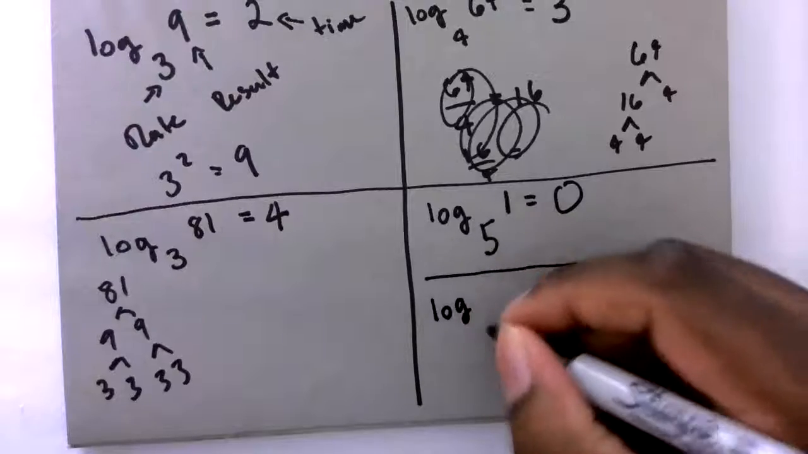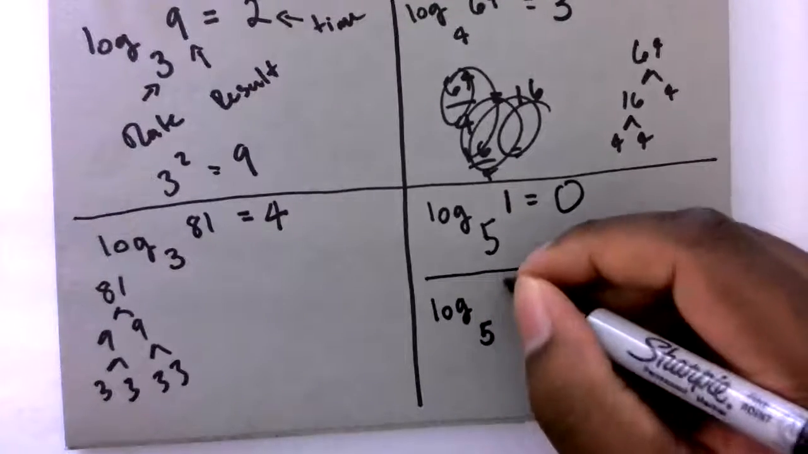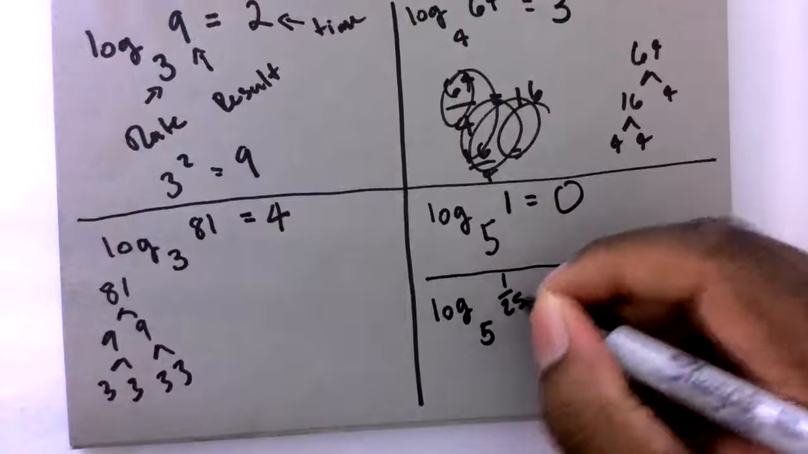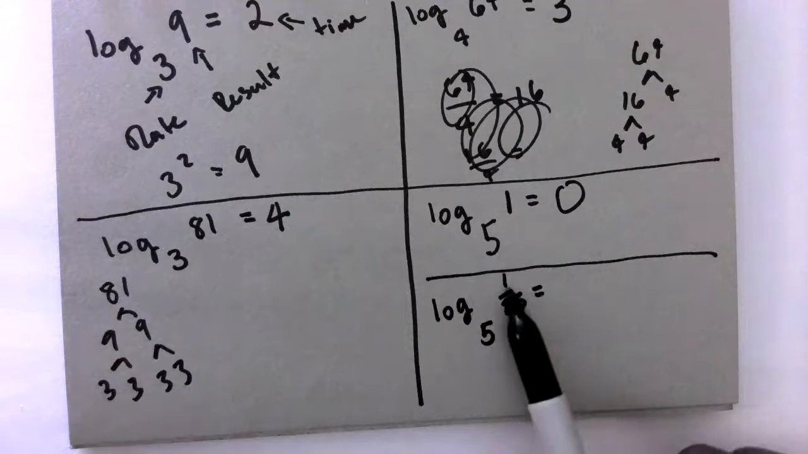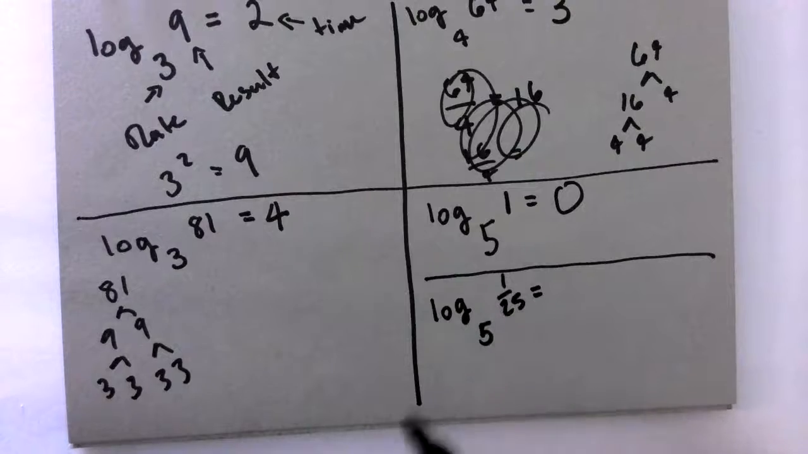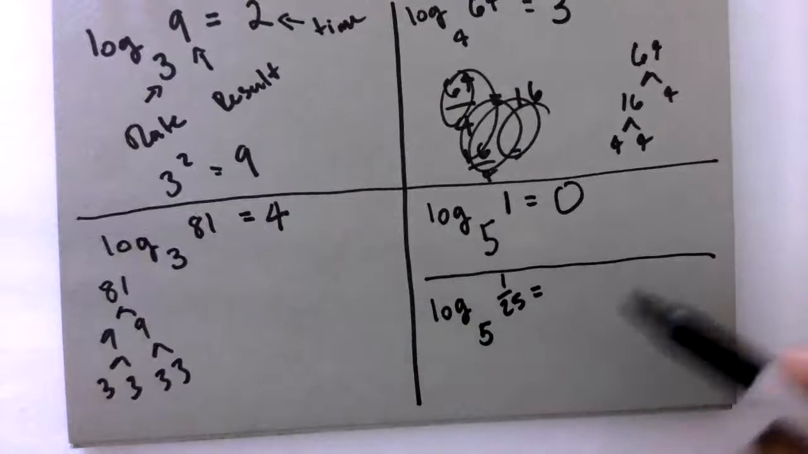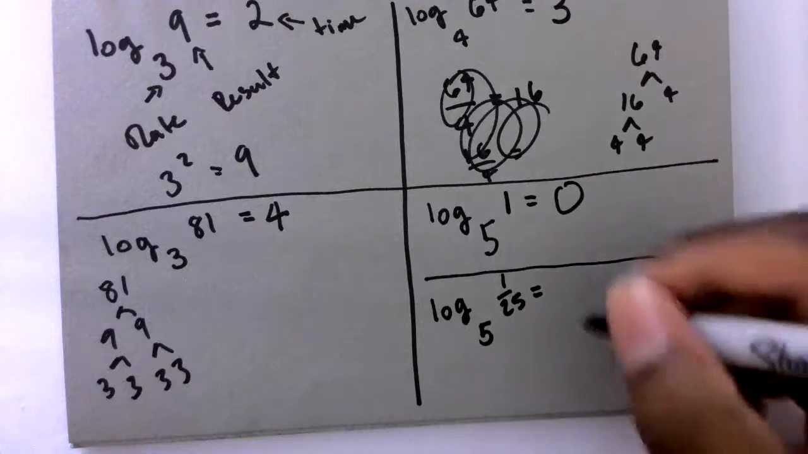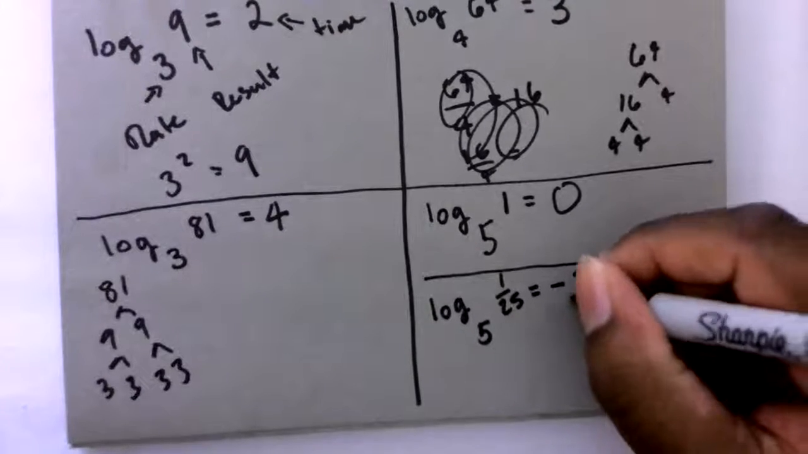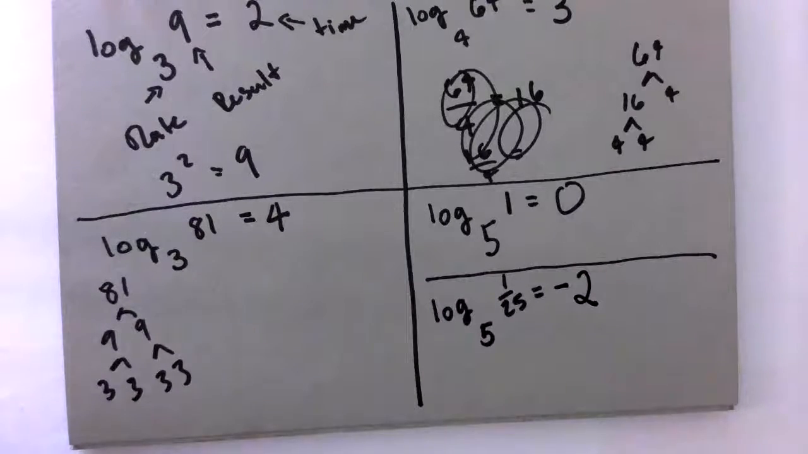And what about log base 5 of 1 over 25? Well, let's think about it. If I'm 1/25th the size of when I first started, that means I will have had to go back in the past twice. So if I've gone into the past twice, the answer must be -2. And that's it.